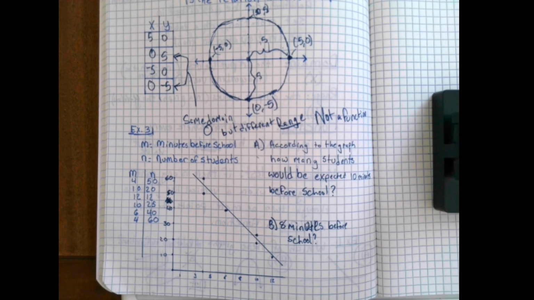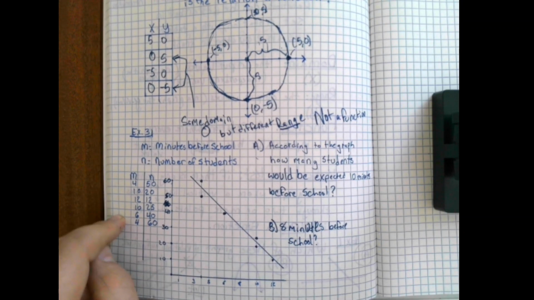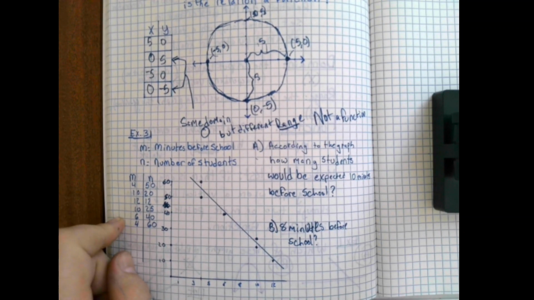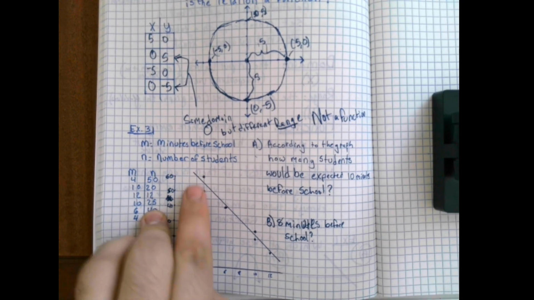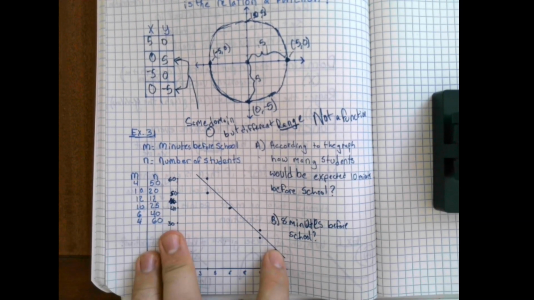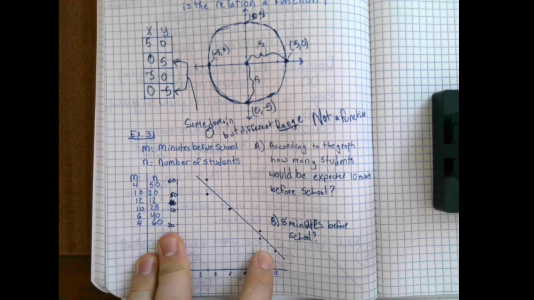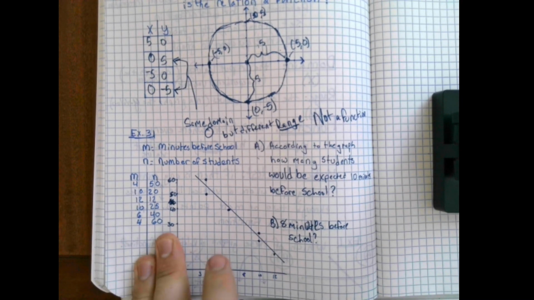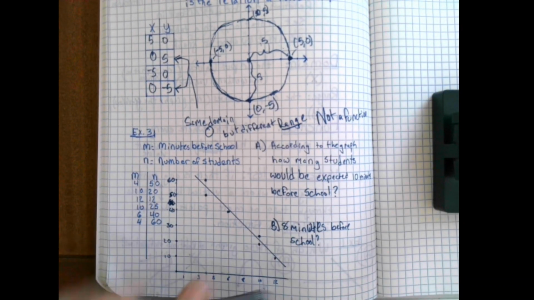Now, the relation that's represented here is not a function, but we can make a prediction based on a best fit line, like what I've drawn here. Notice this best fit line has points. This is the line which is closest to all of the points, and we can use the best fit line to make predictions on how many students he would see if there were a certain number of minutes left before school, which is what this question is asking us to do. It says, according to the graph, how many students would be expected 10 minutes before school? Now, 10 minutes before school is right here, at this point.